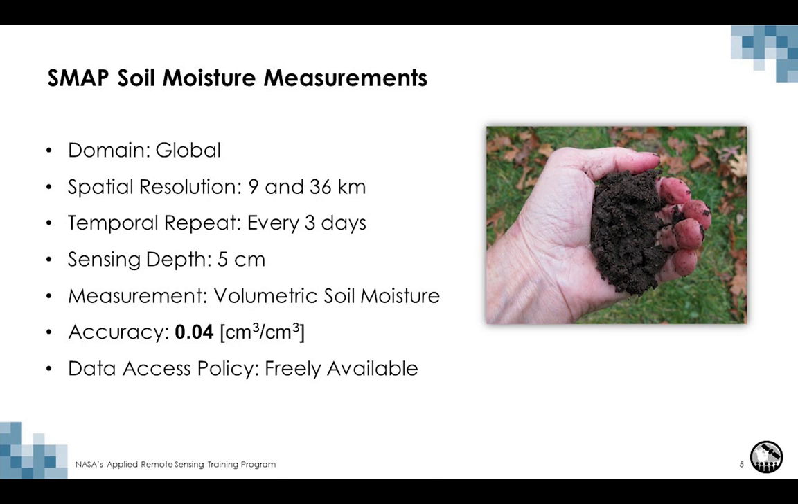And the accuracy is 0.04. So that means 0.04 volumetric. So that means the error is up to 4% volumetric. And the data access policy is the data is freely available. And I'll talk about where you can access the data at the end of this presentation.